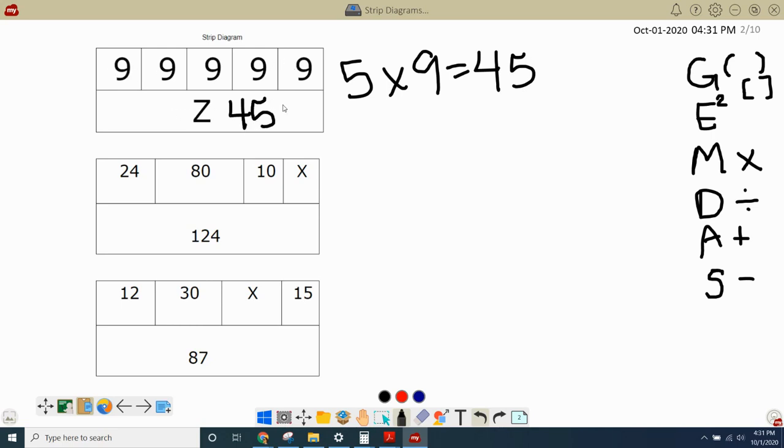This bar equals 45. So it's balanced. It's the same on the top as it is on the bottom. All right, let's look at this one. Now this one looks like we're going to have to look at our order of operations.